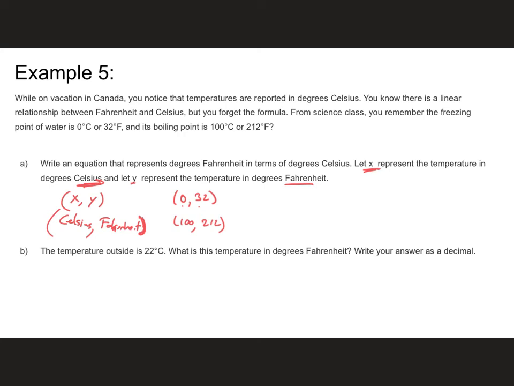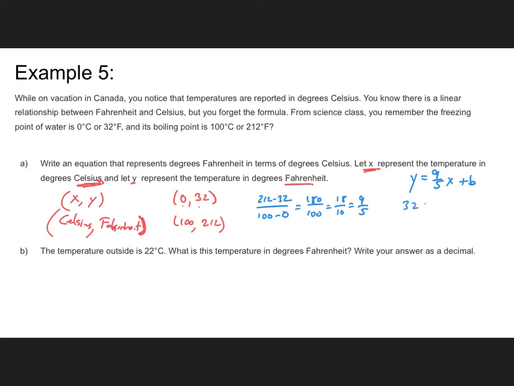So I'm going to use 212 minus 32 over 100 minus 0. Okay, let's see here. That'll give me 180 over 100, which if I simplify down is 9/5. Okay, so now when I go to my equation, y equals mx plus b, I know that m is going to be 9/5. So 9/5 x plus b. And I just plug in one of my numbers and figure out what the other one is.